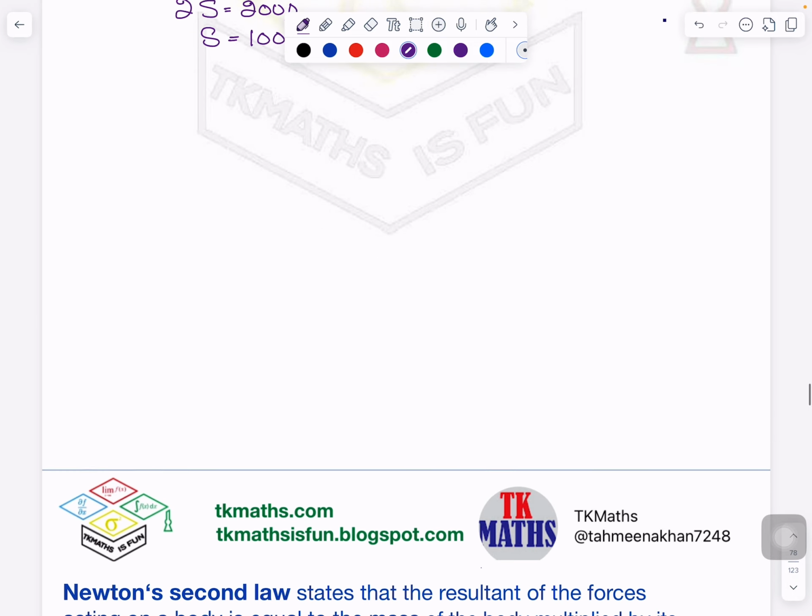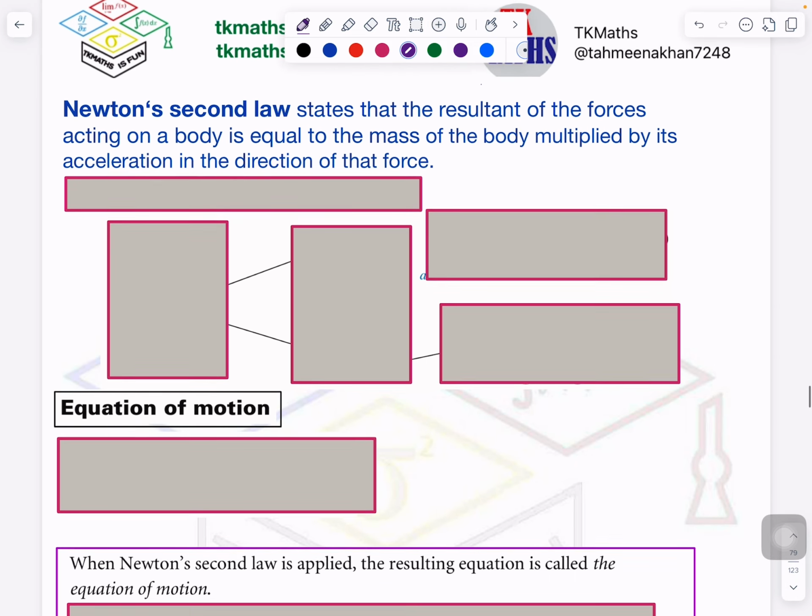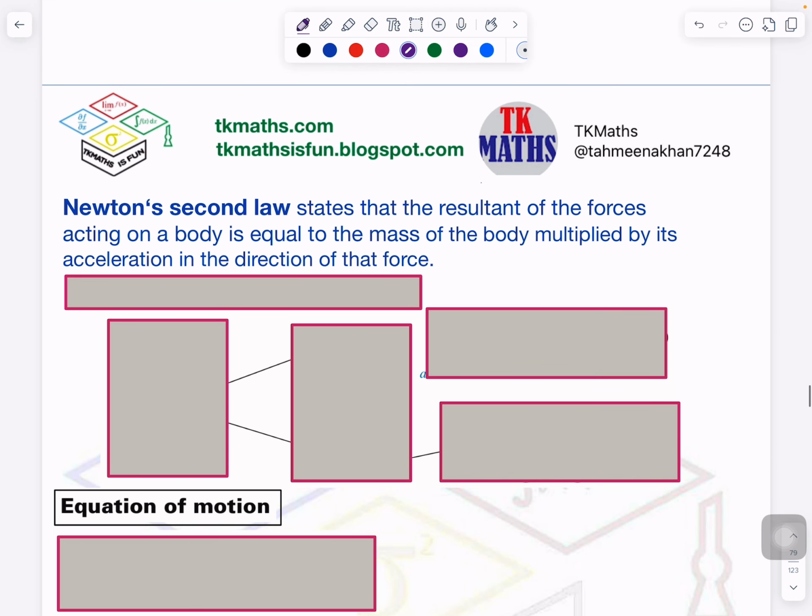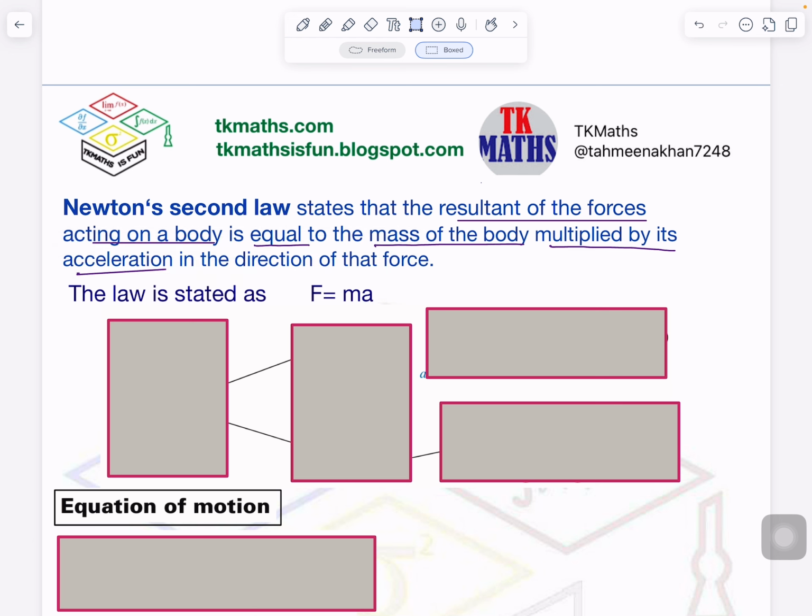Now Newton's second law of motion. Newton's second law states that the resultant of the forces acting on a body is equal to the mass of the body multiplied by its acceleration in the direction of the force. So what does this mean? Mathematically it means F is equal to ma.